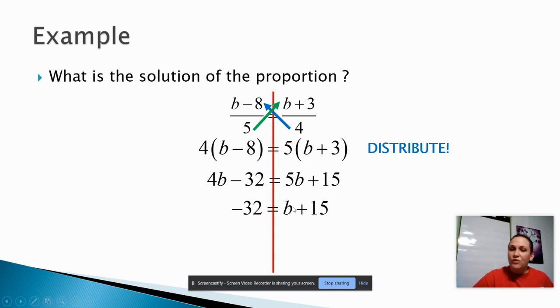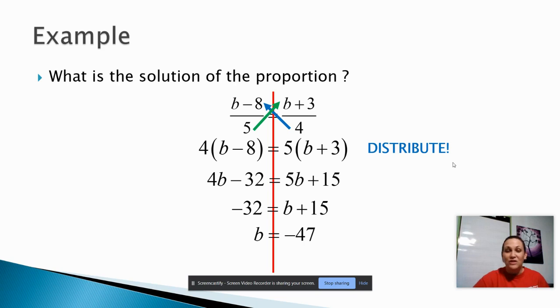Next, I'm going to move the things that are being added or subtracted with the letter b. So I know that normally we move things from the left side to the right side. That's not how this works. Instead, I want to find what's with my variable, which is this plus 15, and I'm going to move that away from my variable. So I'm going to minus 15 on both sides. Negative 32 and a minus 15 makes a negative 47.